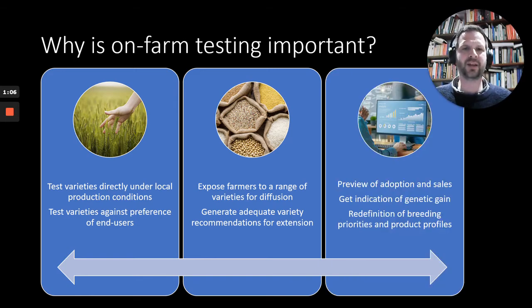And then the third area is really the analytics. So we want to know whether certain varieties will be adopted, whether there will be seed sales if we launch them. We want to know how much genetic gain there is, so how big is the difference between the previous generation of varieties, and also all this feedback information will help to improve the breeding process.